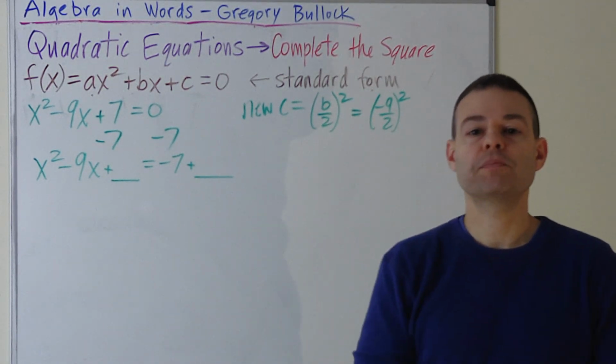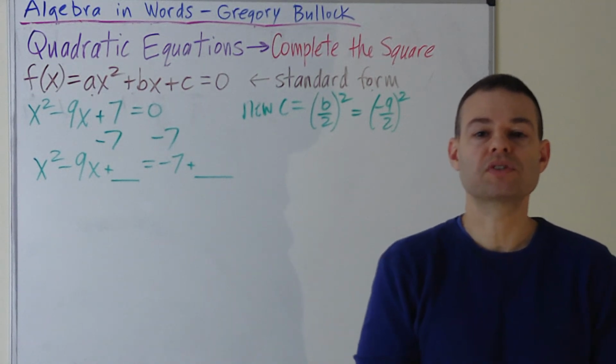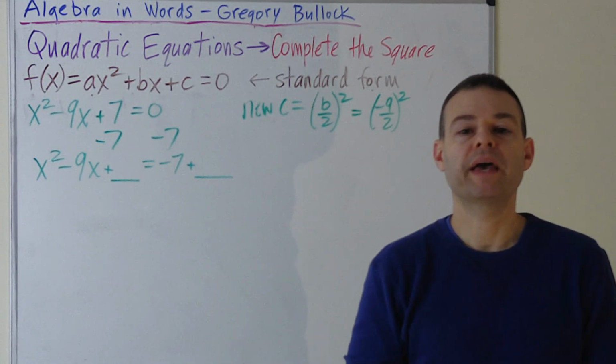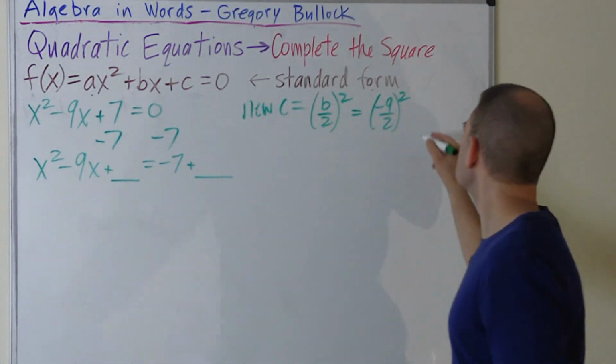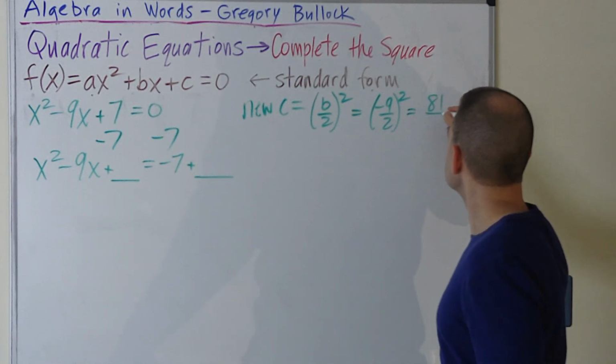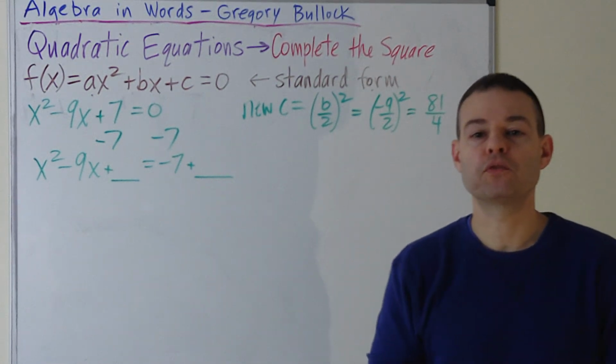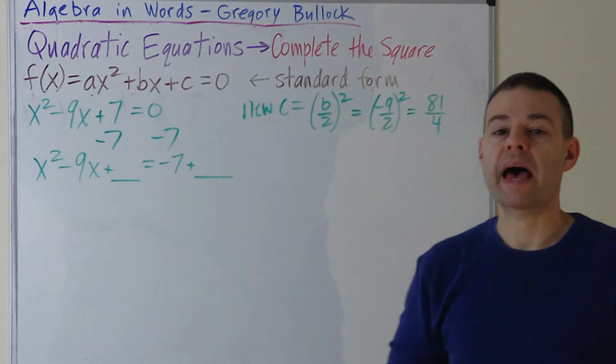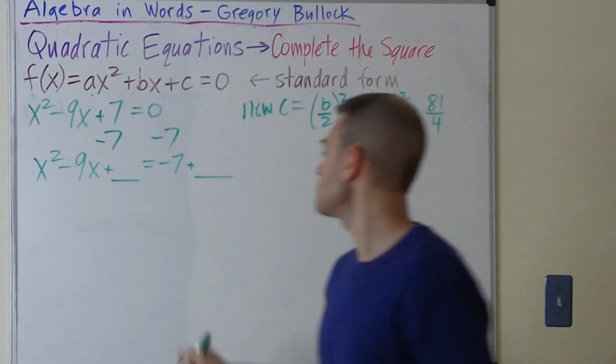All right, and we can't simplify negative 9/2 anymore, so we're just going to have to square the top and bottom, and that's going to give us 81/4. All right, so let's add 81/4 to both sides.